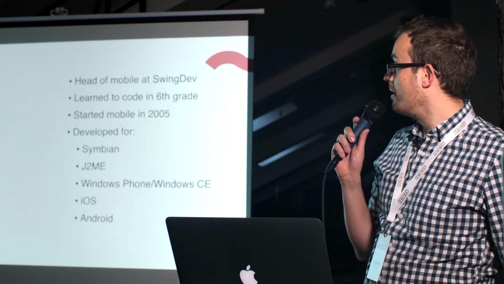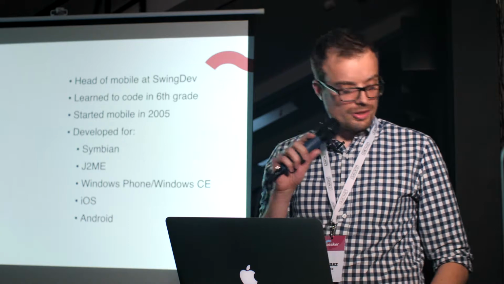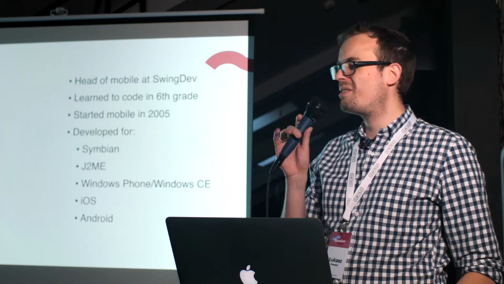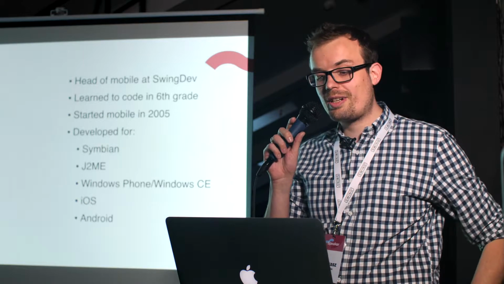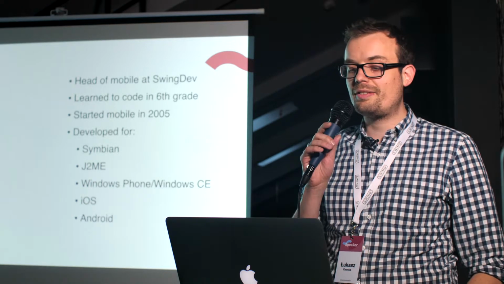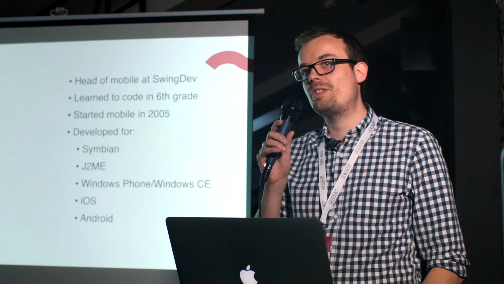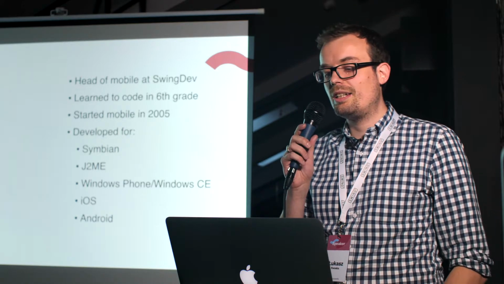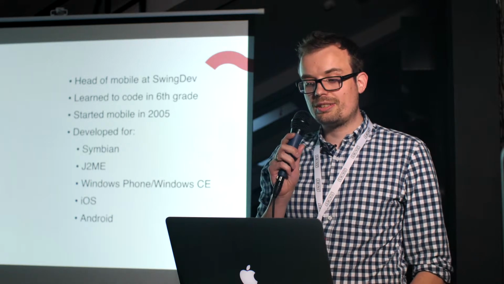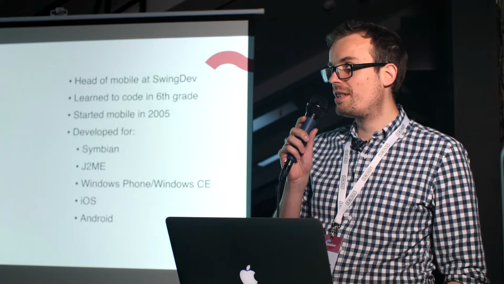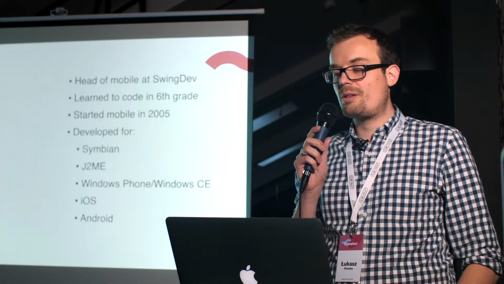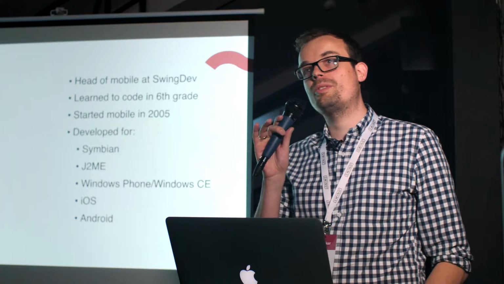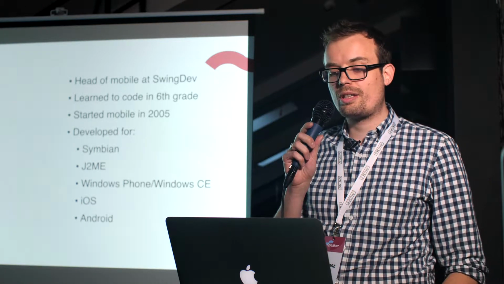A little bit of background. I started tinkering around in Pascal and assembler around the 6th grade, then got my first commercial project in the 7th grade. Fast forward to 2005, I started developing for Symbian, J2ME, Windows CE, then iOS, and finally Android. I became SwingDev head of mobile in 2016. Since then, I was helping out our awesome team to develop numerous applications for both iOS and Android.